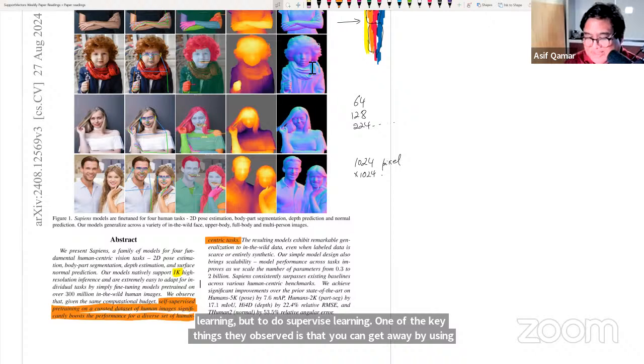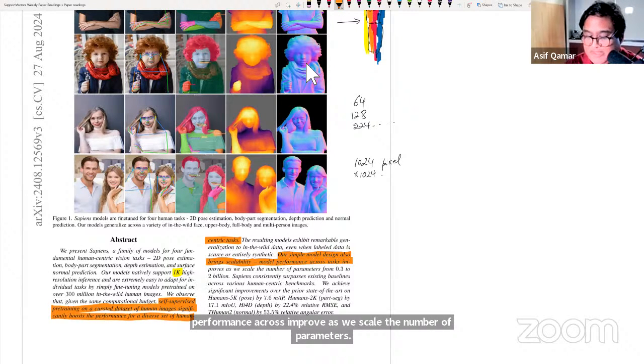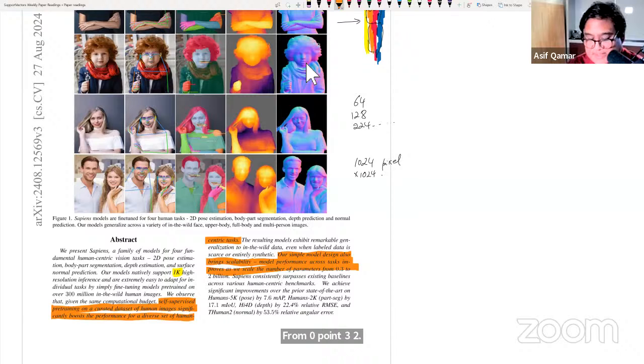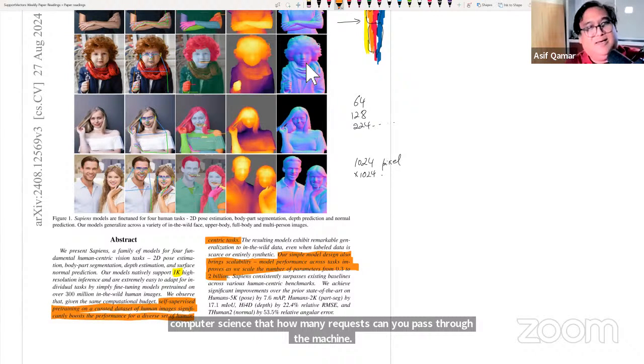Our simple model design, and this part I felt was really to the point. Our simple model design also brings scalability. Model performance across tasks improves as we scale the number of parameters from 0.3 to this. So by the way, this scalability is again not in the traditional computer science sense of how many requests can you pass through the machine. By scalability, they mean from the neural scaling laws perspective.